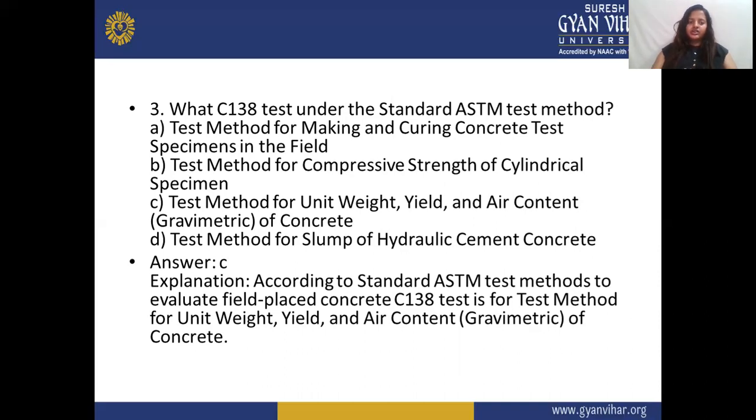So the explanation is, according to the standard ASTM method to evaluate field placed concrete, C138 is the test method for unit weight, yield and air content, which is gravimetric of concrete. So in this test, we understand the unit weight of the concrete, the yield which is produced, and the air content.